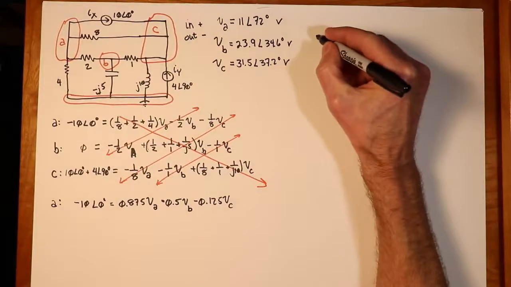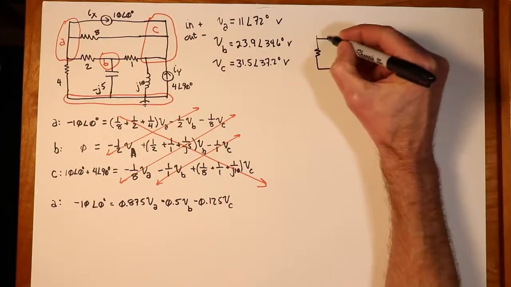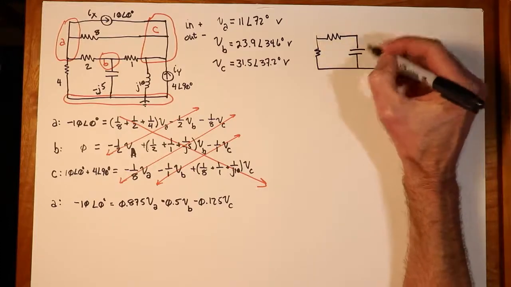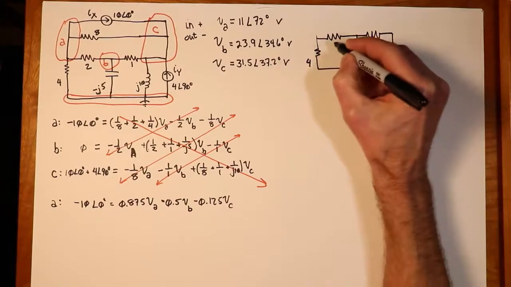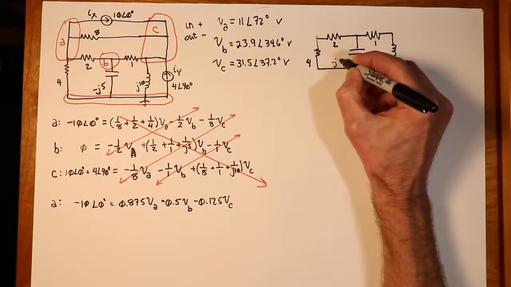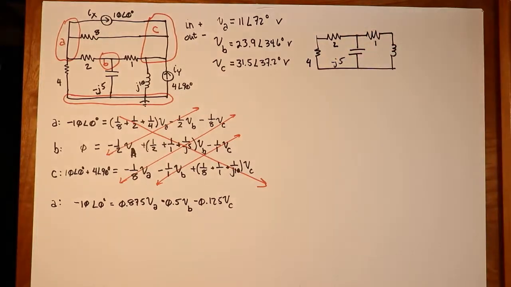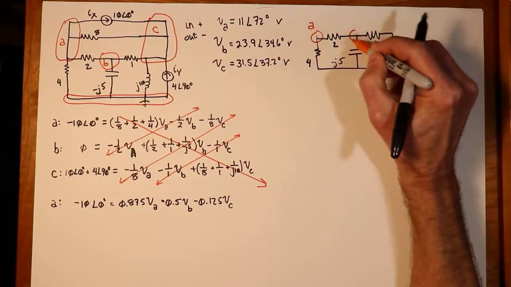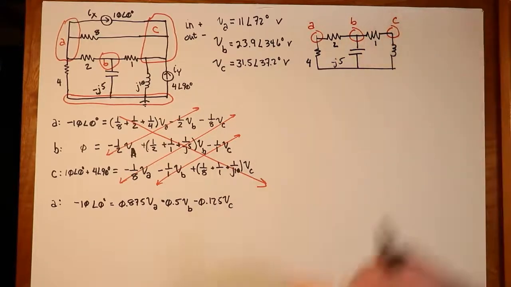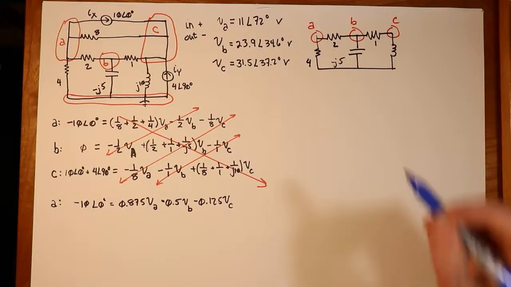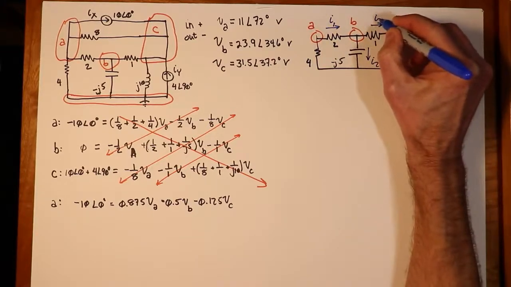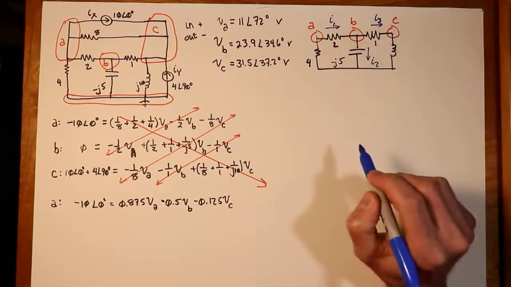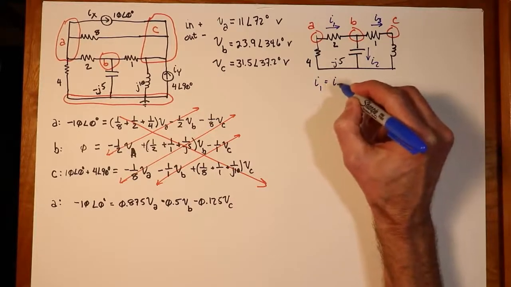So let's redraw just that part of it. All right, so we have over here our 4 ohm, the 2 ohm, there's the 1, here's the minus J5 cap, and of course the inductor. Now, in our shortened image we have node A, node B, and node C. I don't really care about the rest of it right now because I want to focus in on node B. I'm going to define some currents. This is current 1, that's current 2, and this is current 3. So applying KCL at node B, we would say that I1 has to equal I2 plus I3.